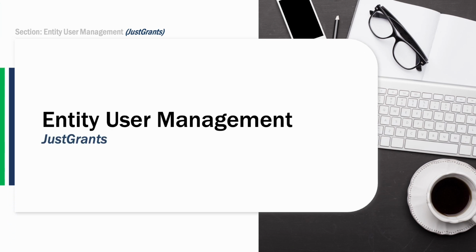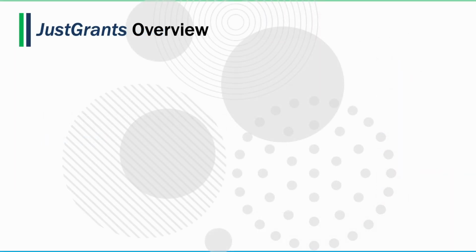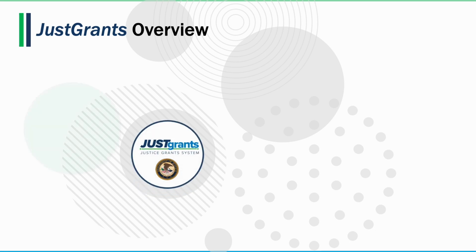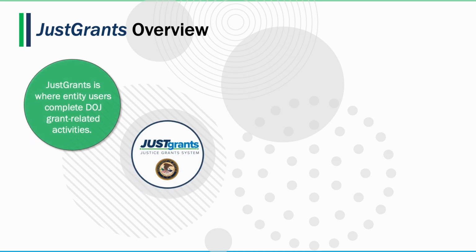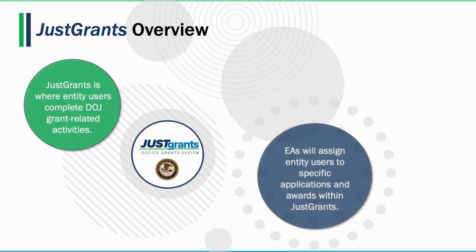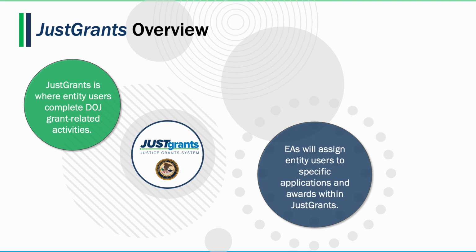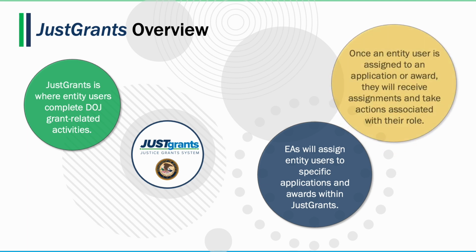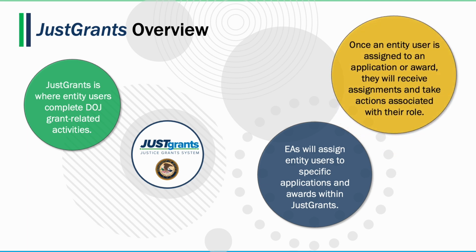Now let's turn to JustGrants and look at the Entity Administrator user management tasks there. Before we review some specific processes in JustGrants, let's get a brief overview of JustGrants. JustGrants is where entity users complete DOJ grant-related activities. This is where entity admins assign entity users to specific applications and awards. Once an entity user is assigned to an application or award, they receive assignments and take actions associated with their role.